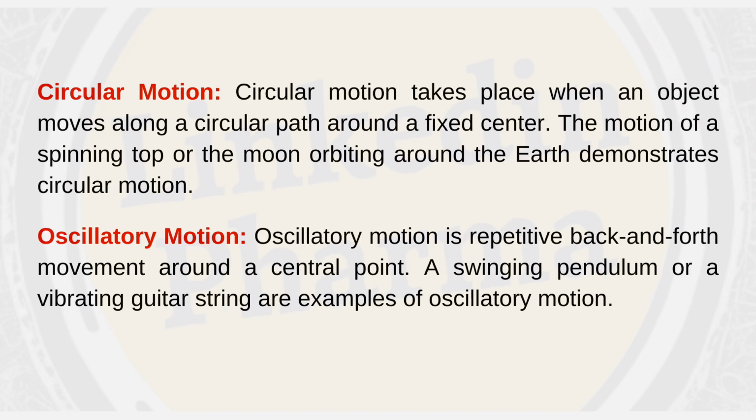Circular motion. Circular motion takes place when an object moves along a circular path around a fixed center. The motion of a spinning top or the moon orbiting around the Earth demonstrates circular motion. Oscillatory motion. Oscillatory motion is repetitive back and forth movement around a central point. A swinging pendulum or a vibrating guitar string are examples of oscillatory motion.